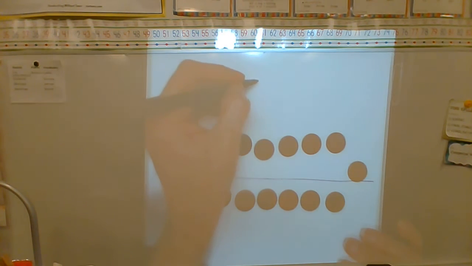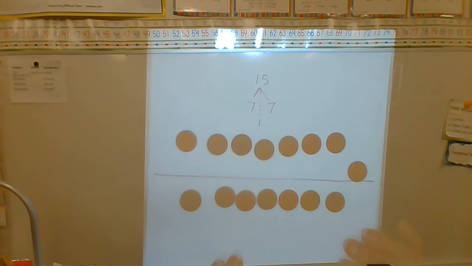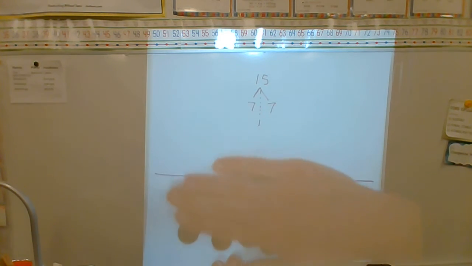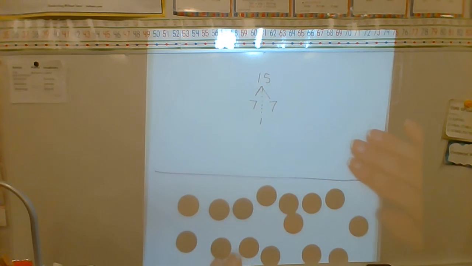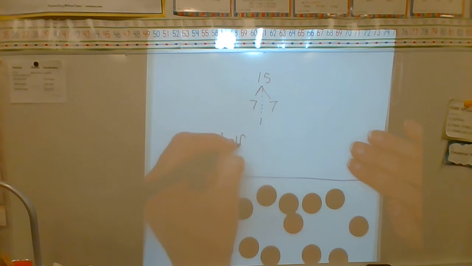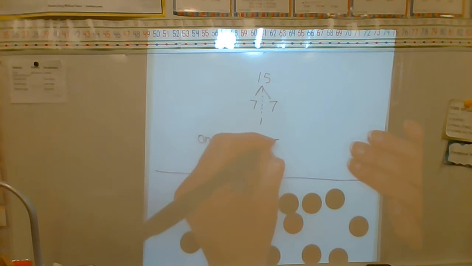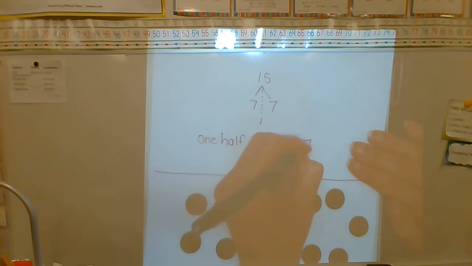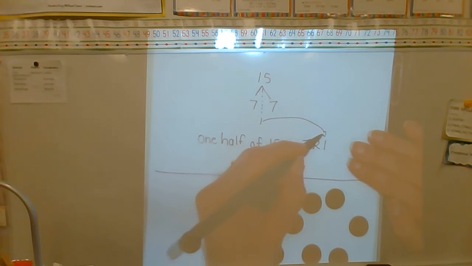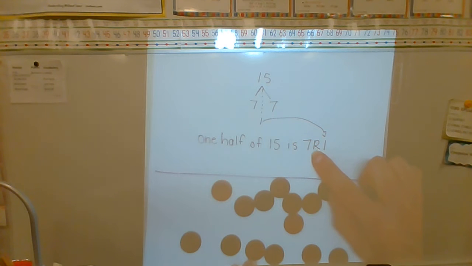You might do it like this. We won't really see this very often, but just for fun, 7 for you, 7 for me, 1 left over. Or we can write 1/2 of 15 is 7, remainder 1. So this is represented as remainder, leftover 1.